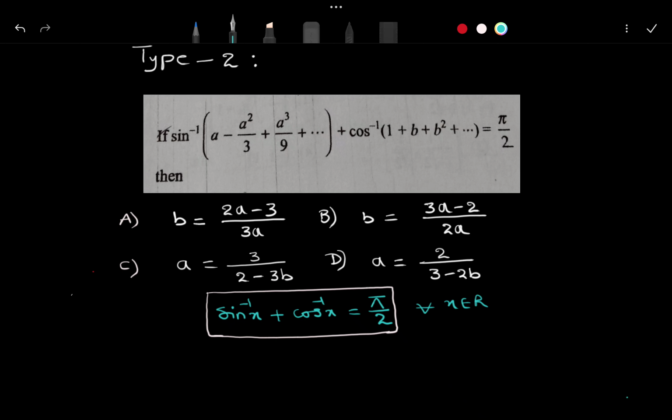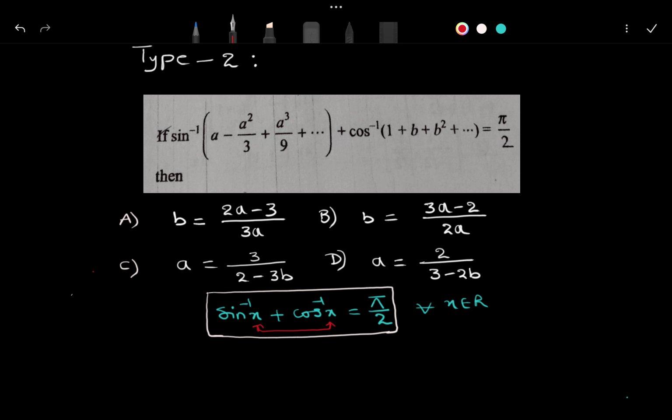Okay, viewers, today we are going to discuss one more important model in inverse trigonometric functions. This problem is based on the principle sine inverse of x plus cos inverse of x is equal to pi by 2 for all x belonging to R. Here you can understand that the input of sine inverse and cos inverse must be the same. Then only you will get pi by 2.